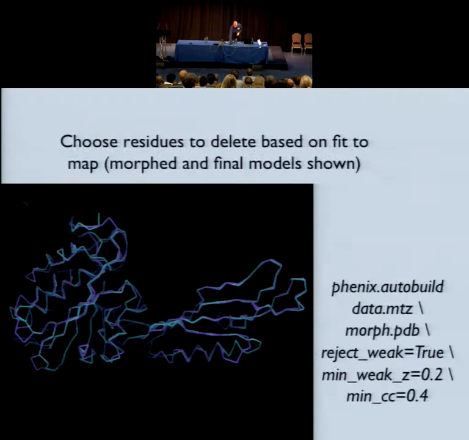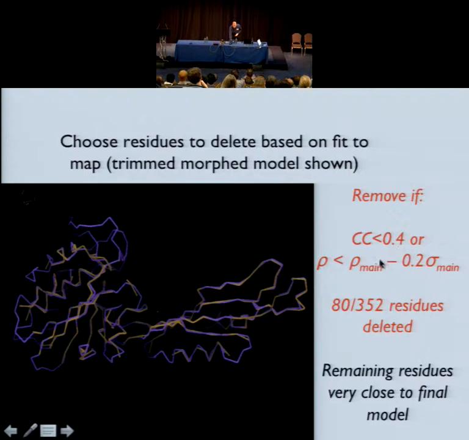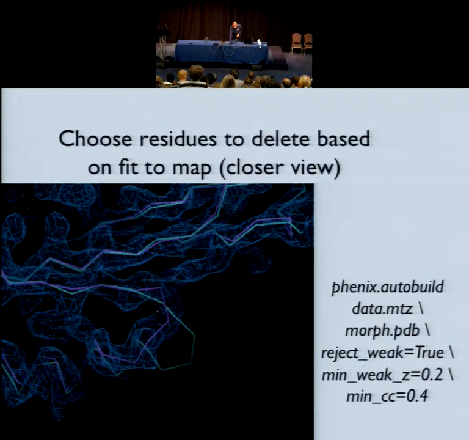Okay. And then once we've got that map, we want to decide which residues to get rid of here. So we're going to basically just trim this model down to match the map that we've got. And in Phoenix, there's a simple command to do this trimming process. So we want to take this model and trim it down. And so here's our trimmed model. Basically, we've trimmed all the residues that have a low correlation to the density of the map that we've calculated. And the remaining residues that you can see here are very close to the final model. So the ones that remain are very good. Here's just a quick local view of doing that. We basically just trimmed off things like that. So we've made it.